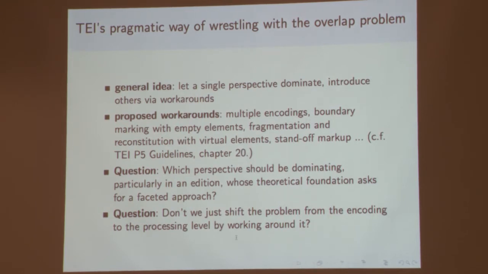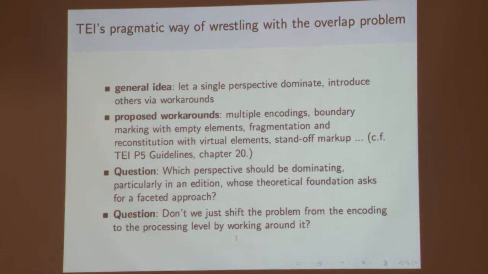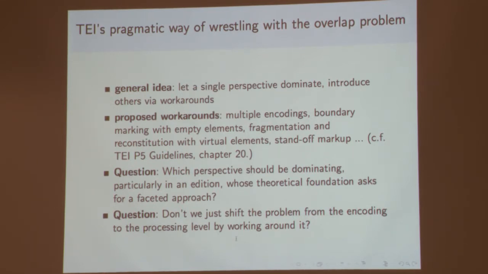And the second question, which might be of specific relevance to this workshop, is, aren't we just shifting complexity? If we say on the encoding level, okay, we work around the deficiencies or the constraints of a specific data model, namely our tree-like data structures, aren't we just shifting the complexity to the processing end, where we again have to deal with this problem in some way, which we don't see in the encoding, but then have on the processing level?